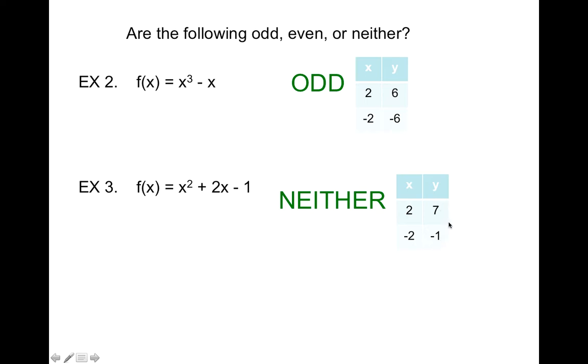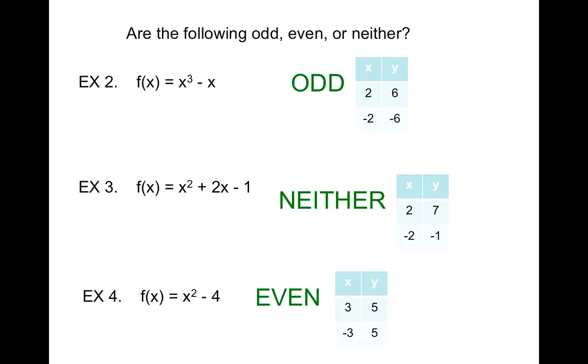They don't remain the same either, which means this is an example of neither. It's not a further classification of the function. In example 4, x squared minus 4, this would be an example of an even function. If I graphed it, the y-axis would run through the center of the graph.